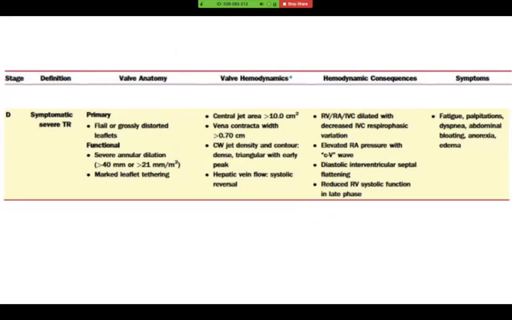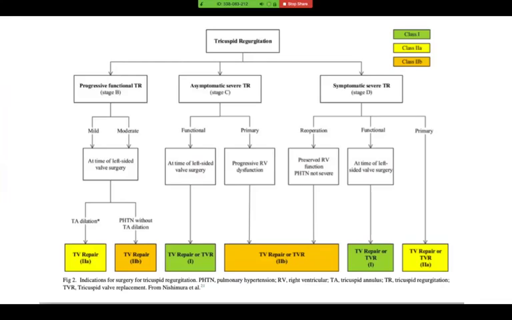And the symptoms: they'll have fatigue, palpitation, dyspnea, abdominal bloating, anorexia, and edema.